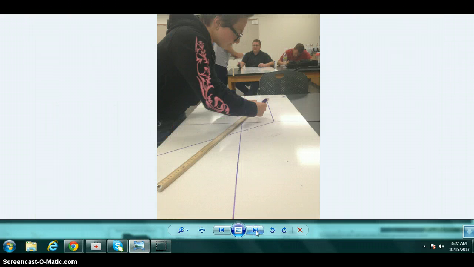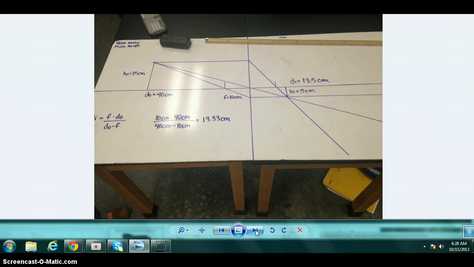So we spent the rest of the week in physics learning how to draw light diagrams, or ray diagrams, and these diagrams help you find out the distance and height of the virtual image. So this one was one that we did as a group.